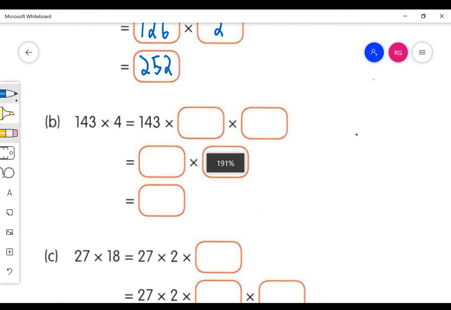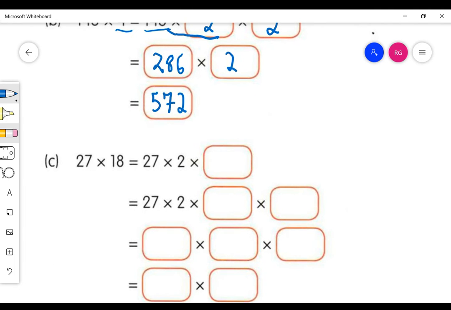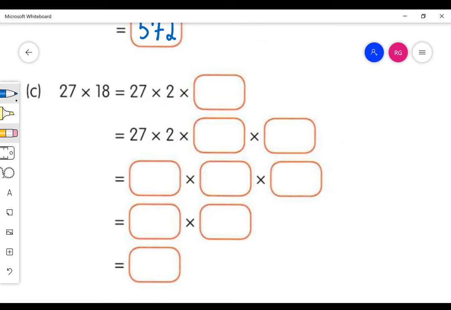For B, it says 143 times 4 equals 143, and they want us to break that up into two parts there. So it's going to be 2 times 2. And then we can multiply this first part, 143 times 2, and we get 286 times 2. And we can multiply 286 times 2 and get 572.